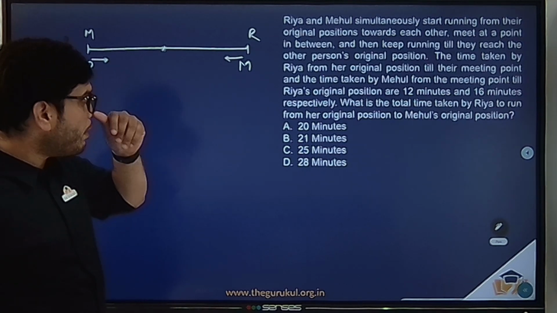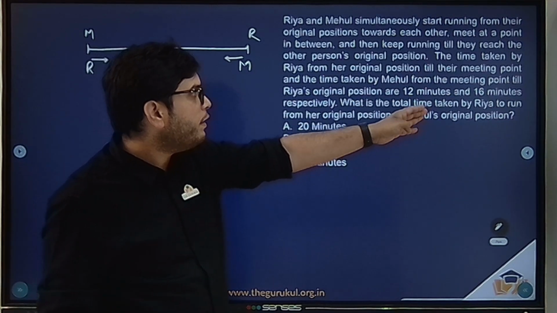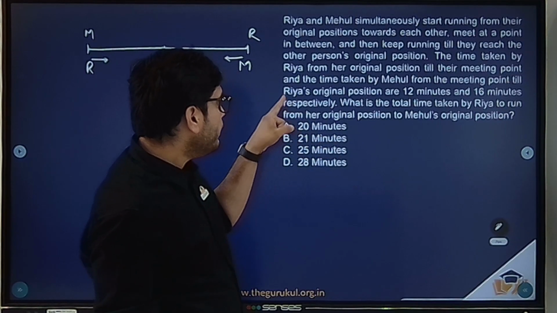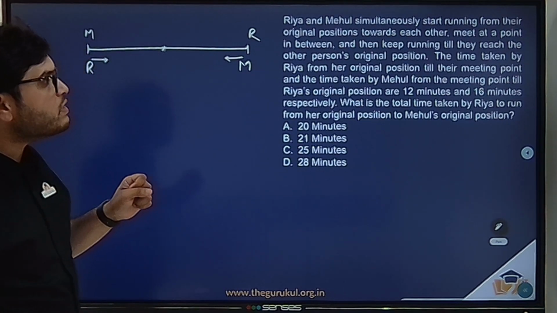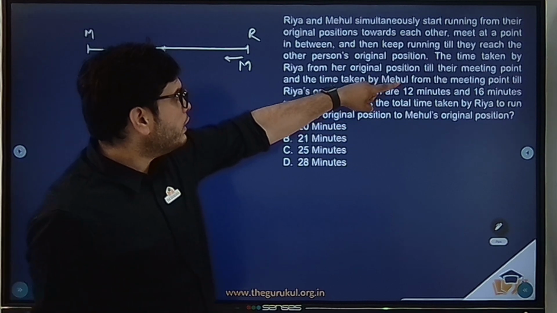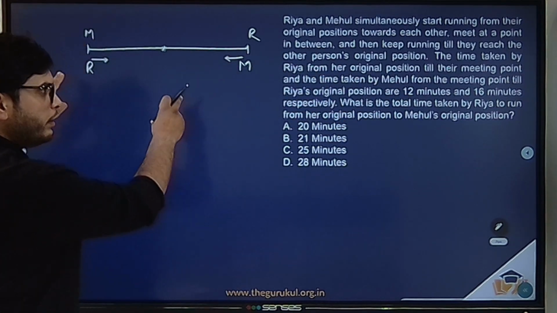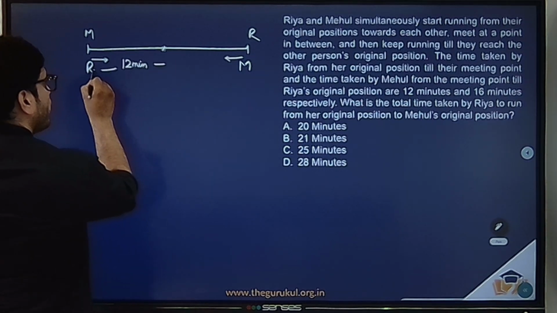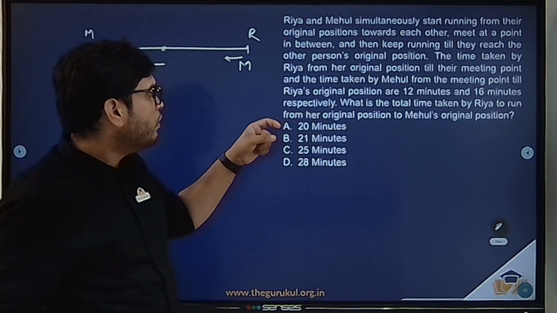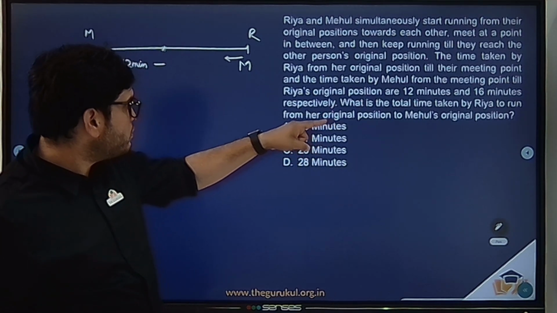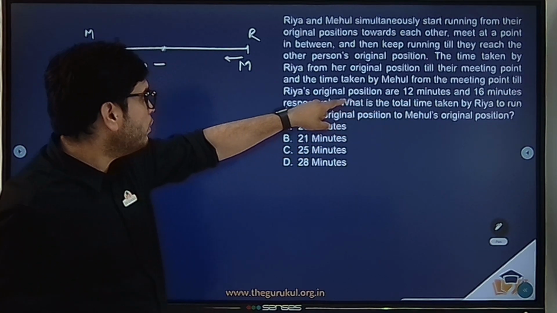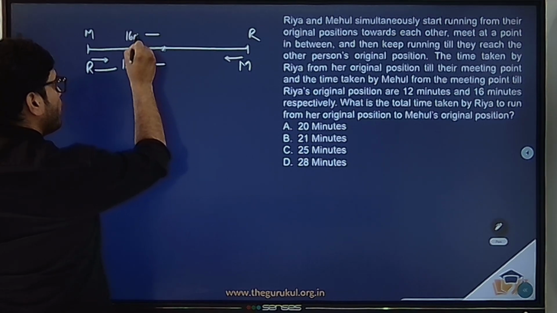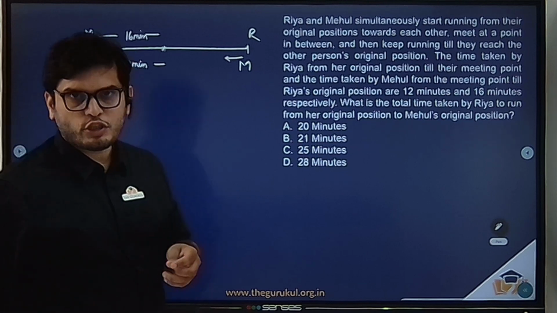The time taken by Ria from her original position till their meeting point and the time taken by Mehul from the meeting point till Ria's original position are 12 minutes and 16 minutes respectively. Now what is this 12 minutes? Time taken by Ria from her original position till their meeting point. So Ria has taken 12 minutes, right? And Mehul has taken 16 minutes from the meeting point till Ria's original position, right? So to travel the same distance, Mehul had taken 16 minutes, right?